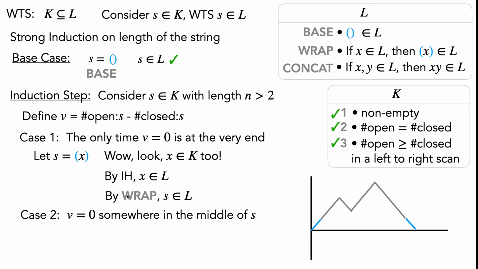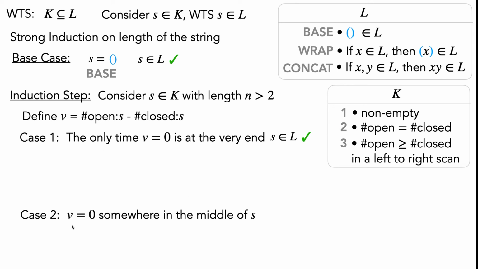And now we can use the wrap rule and say that S is in L because we've got some string x in L and we just wrapped it like this. So S is in L, just like we wanted, and case 1 is done. So let's move on to case 2.